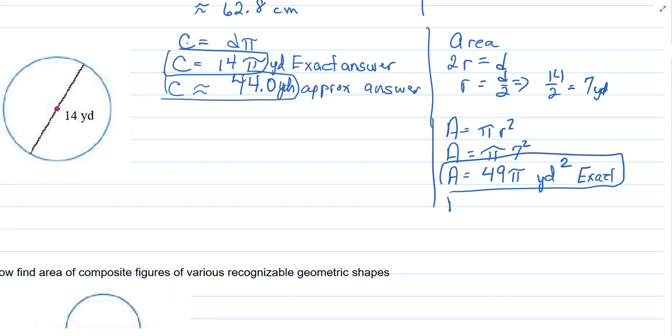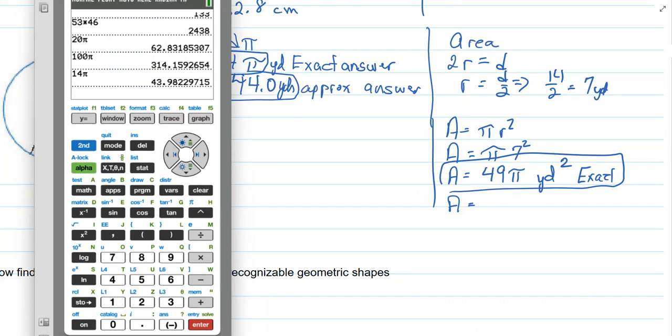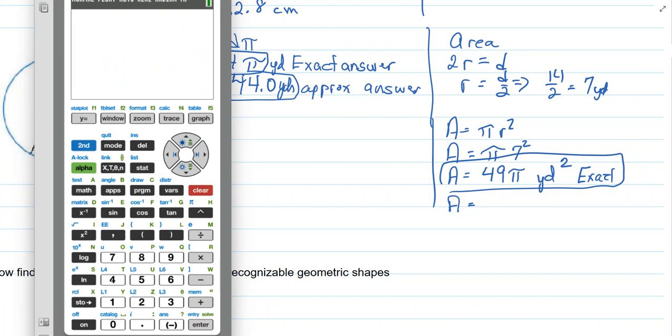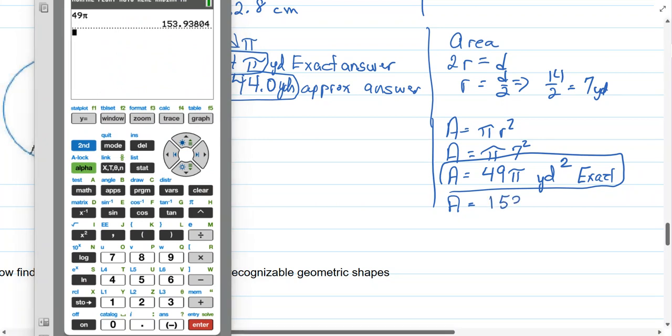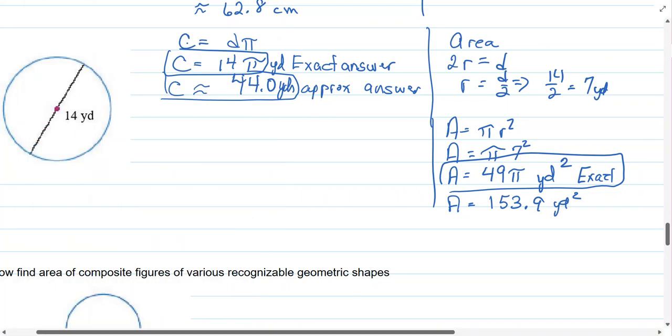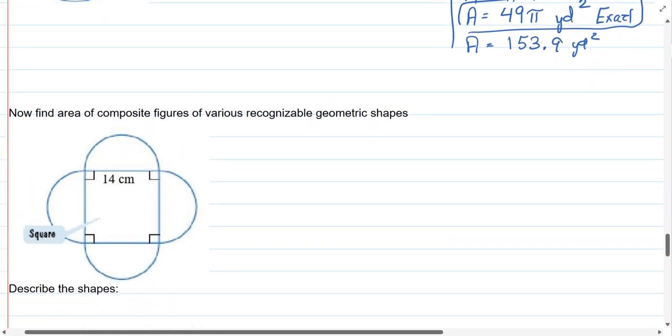Now we're going to give the approximation. And we're going to use our calculator. One decimal, 153.9 yards squared. Nothing difficult, easy calculator usage.